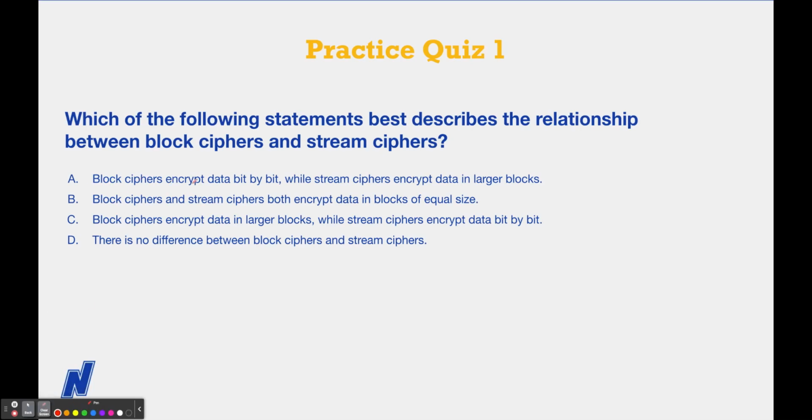Okay, perfect. So, block ciphers encrypt data bit by bit, while stream ciphers encrypt data in larger blocks.